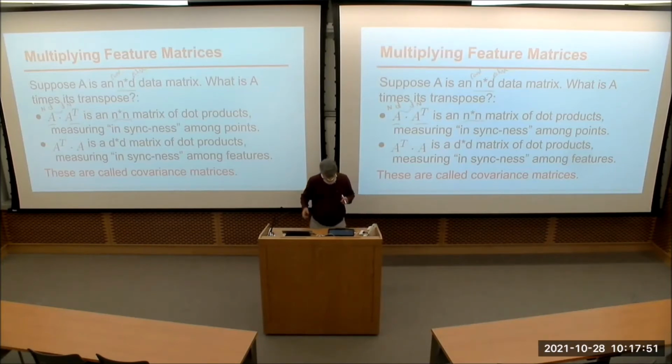A times A transpose is a matrix that measures, in some sense, the similarity between the rows. For every pair of rows, you're getting a sense of how similar it is, how in sync it is.